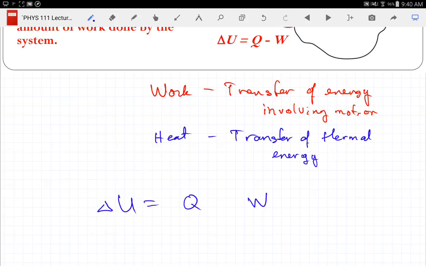Now, I did not put signs for a very specific reason. We have some sign conventions that can be confusing. We define heat as heat added. So Q is the heat added. Well, if I add heat, what happens to the internal energy? Is it going to go up or go down? If I add heat, the energy came in, so the internal energy goes which way?